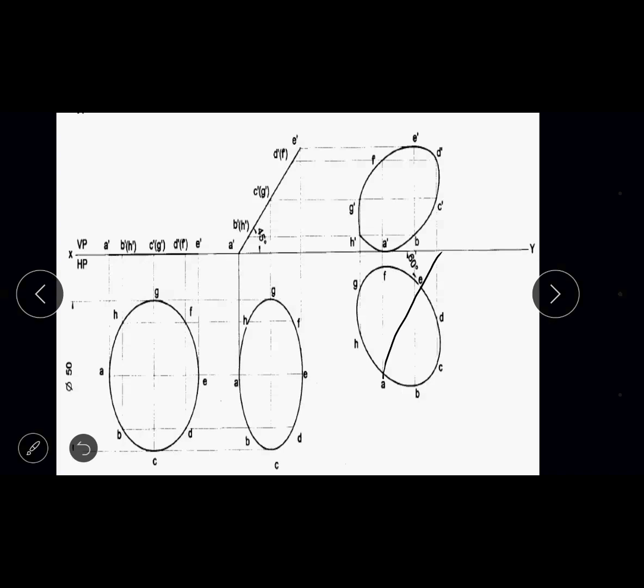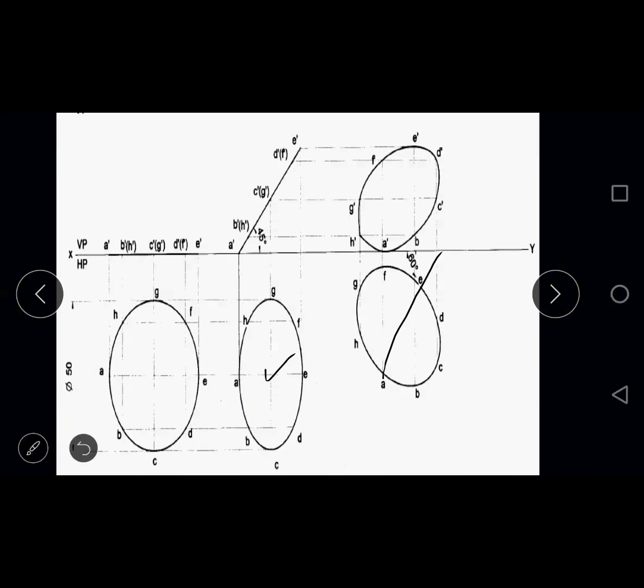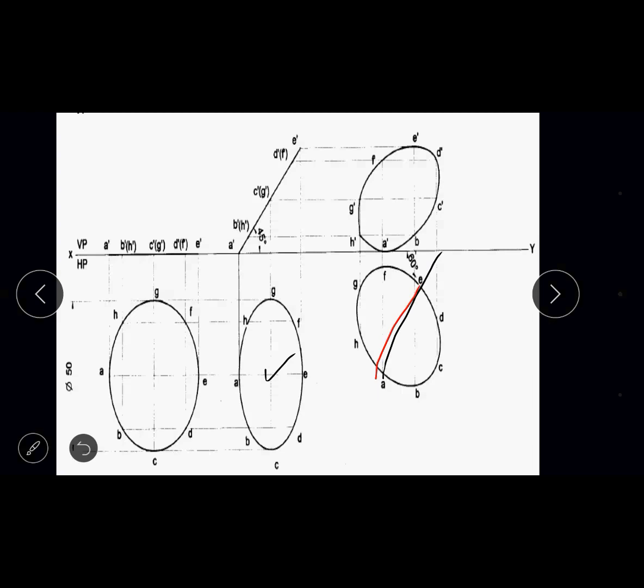So what you have to do: the same top view of the irregular shaped lamina from step 2, you have to shift to the third step by shifting the line AE at an angle of 60 degrees to VP. To start with, consider a line at 60 degrees in the clockwise direction along the XY line, then measure the distance AE, measure the line AE, and mark it on this 60 degree line. I'll just mark it with red color. I just marked it.